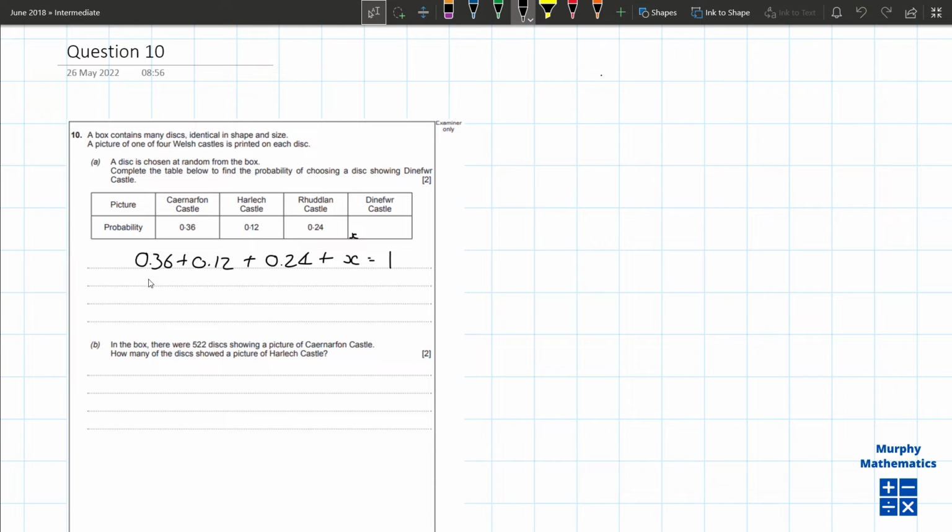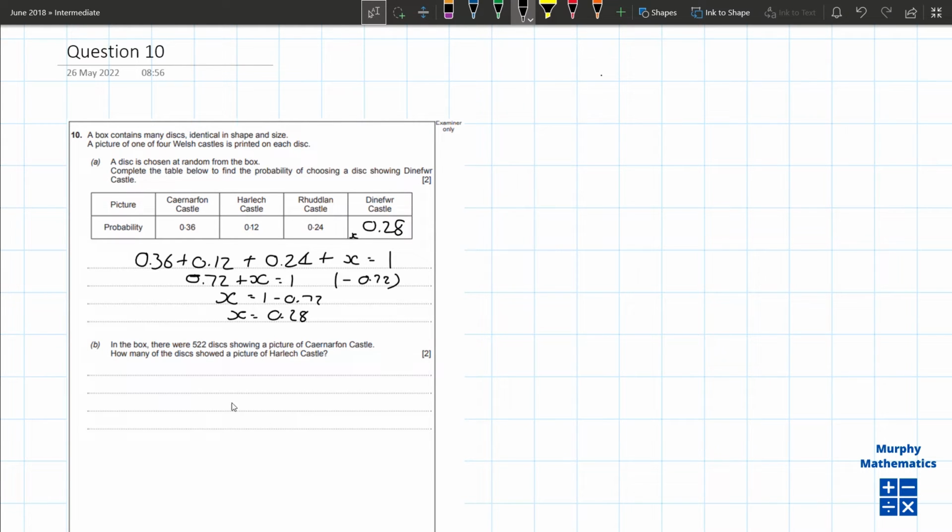So I need to add all these up. So I've got 0.36 and 0.24, so I've got 0.72 plus x equals 1. So I could rearrange that, or I could just see that the difference between 0.72 and 1 is 0.28. But if I took away 0.72 from both sides, I get x equals 1 minus 0.72, which is x equals 0.28. So I know this is 0.28.